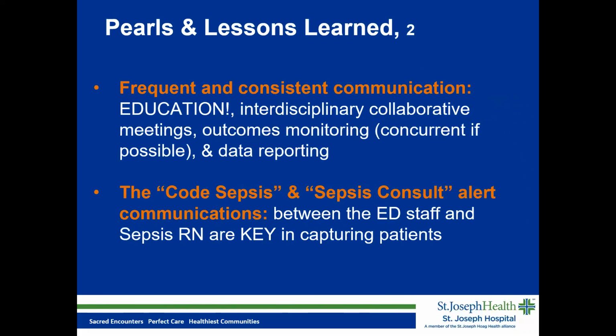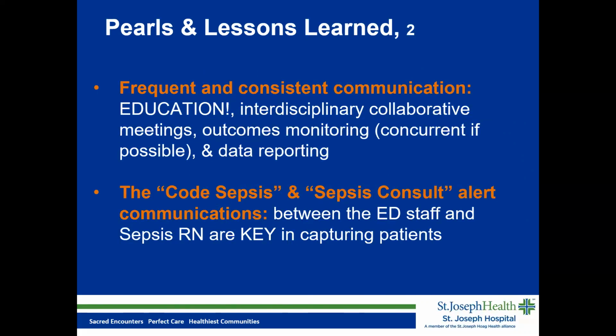Making sure there's frequent and consistent communication. So education is key, and interdisciplinary collaborative meetings that are frequent for our team. We meet twice a month. We also have our quarterly work group meetings as well, meeting with our administrative teams, and outcomes monitoring that's concurrent as much as possible, making sure we're providing meaningful feedback in real time to our providers and caregiver teams.